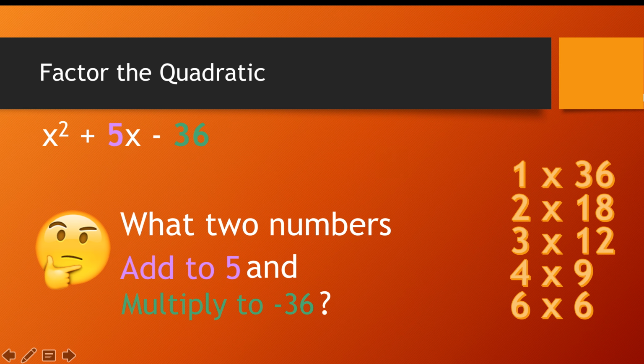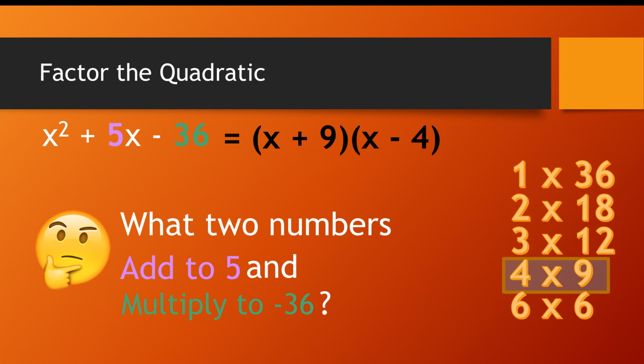So which factor pair here are 5 apart? 4 and 9, right? So now we just have to decide, is it going to be negative 4 and positive 9 or positive 4 and negative 9? And since they're adding to a positive 5, the 9 will be positive. So it's going to factor to x plus 9 times x minus 4. And these two are interchangeable, meaning you could make it x minus 4 times x plus 9 if you wanted. That would also be correct, because multiplication is commutative. You can do it in any order.